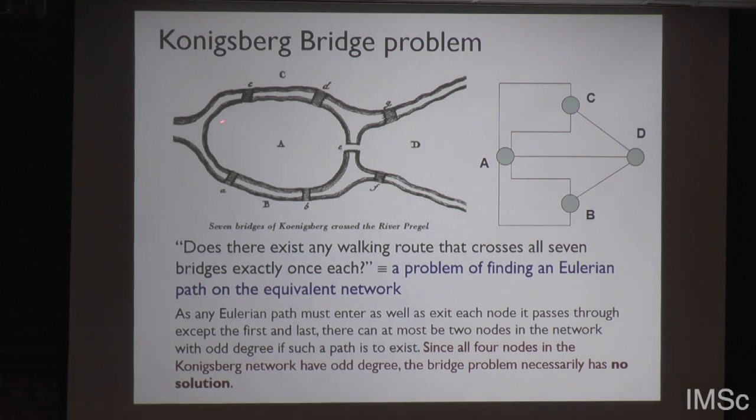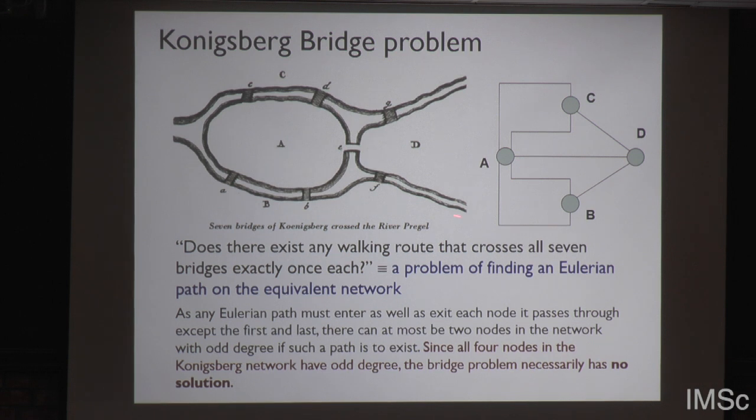So this is a slightly different representation of the bridges of Königsberg. So you have the 7 bridges A, B, C, D, E, F and G. And the question one is asking is, can you actually find a path which would go through each of these edges once and once only?